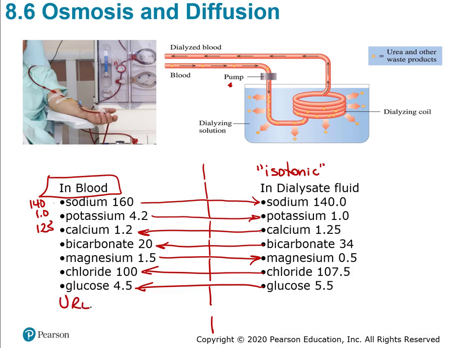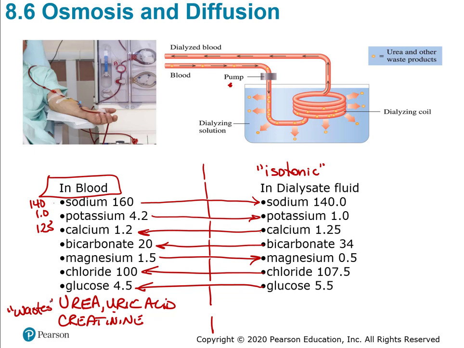Now the other one: there are 3 primary waste molecules in your blood. One is urea, the other one is uric acid, and the last one is called creatinine. These are the 3 waste molecules. Urea is a nitrogen waste. Uric acid is from the breakdown of muscle metabolism and such. So again, it's another one that has some nitrogen, but there's some phosphorus in it as well. Creatinine's another one from muscle breakdown.